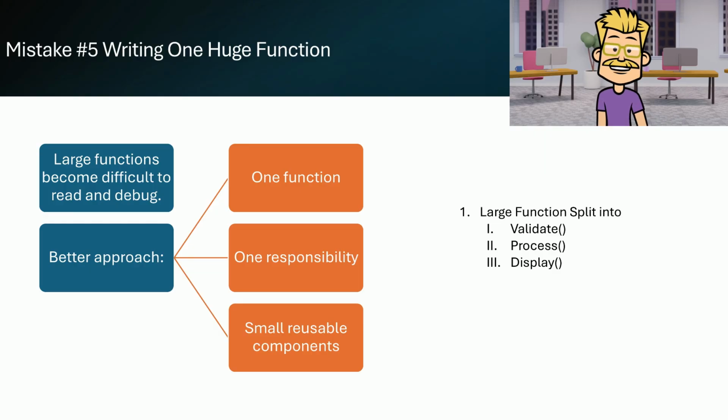Good programmers break problems into smaller pieces. Each function should perform one clear responsibility. For example, one function validates input. One function processes data. One function displays output. Small functions are easier to read, test, debug, and maintain. Divide large problems into smaller manageable pieces.